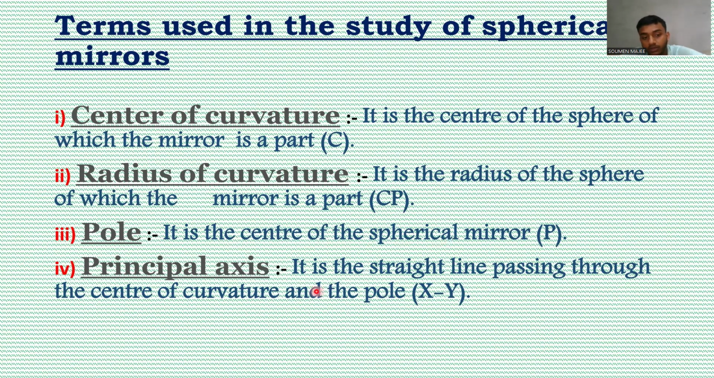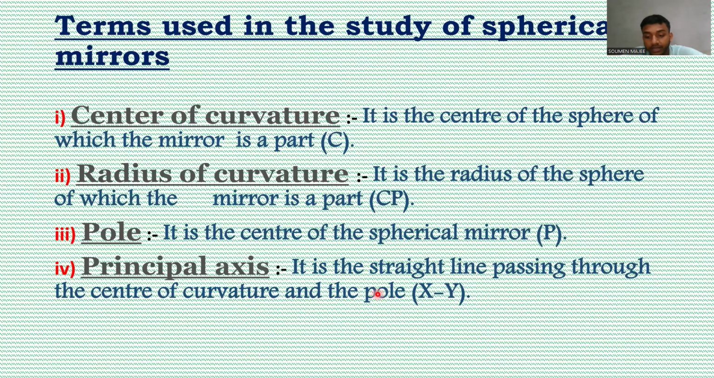And fourth is the principal axis. Axis means a straight line. A straight line is generally formed with two points. So here also two points are present: one is the center of curvature, another is the pole. So the line which passes through the center of curvature and the pole is called the principal axis.